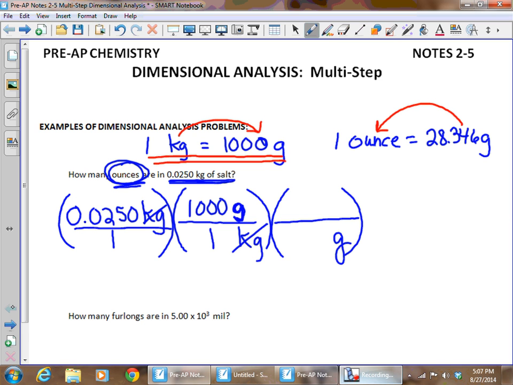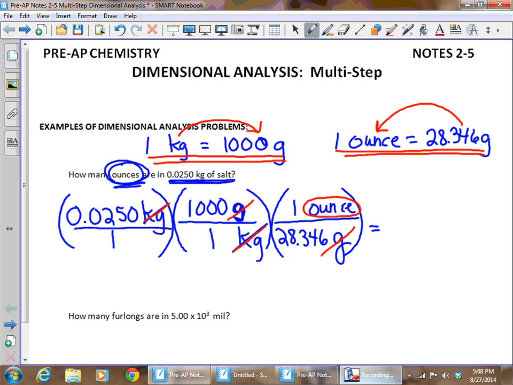So far we've canceled kilograms. We are now going to cancel grams. And since we're looking at grams, we know that this is a conversion factor we need. And since we want grams on the bottom, we know the 28.346 is going to go on the bottom, and the 1 ounce is going to go on top. Now that we've done the cancellation, we have ounces left on top. Is that what we're looking for? Yes, it is.